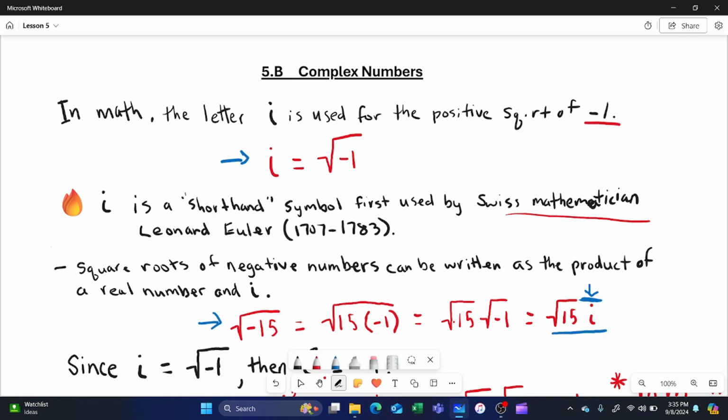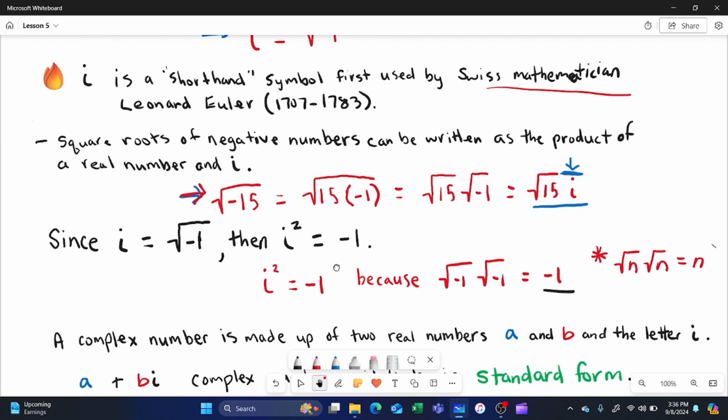Square roots of a negative number can be written as a product of a real number and i. You can see down here we've got the square root of negative 15 can be rewritten as the square root of 15 times negative 1, or the square root of 15 times the square root of negative 1, which will be equal to the square root of 15 i. So with i equaling the square root of negative 1, you just factor any negative out.